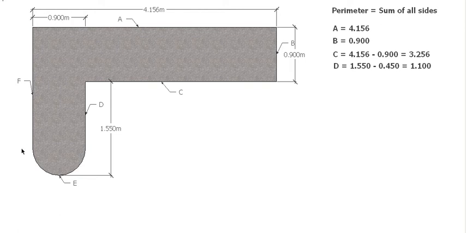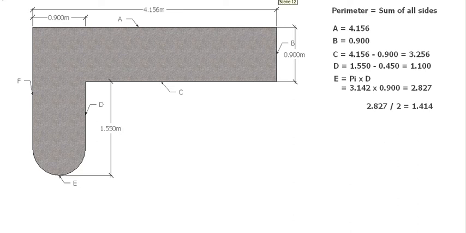Side E is the actual semicircle. The formula for the circumference of a circle is pi times diameter. I can't do the pi symbol in SketchUp, so pi times diameter. The pi is 3.142. The diameter of the circle is 900. That gives us 2.827. But I only want half the circle because I only got half of it here, so divide that by 2. That gives me a length from that side round to that side of 1.414.